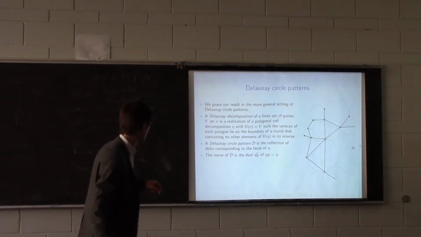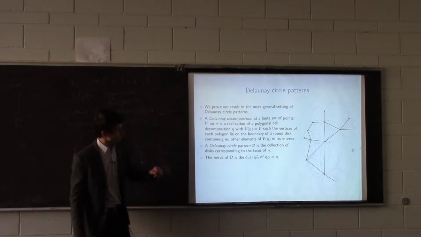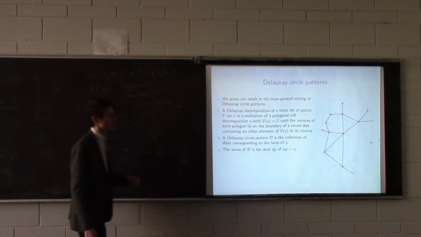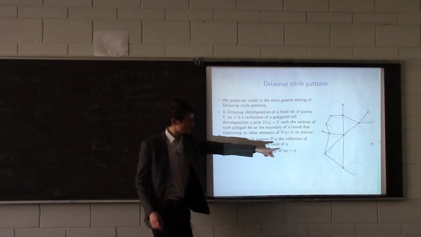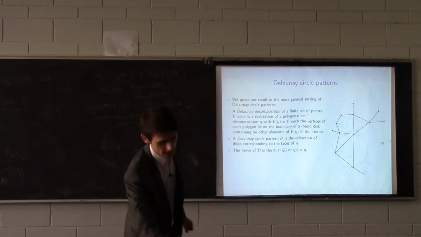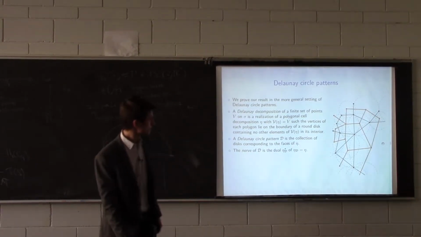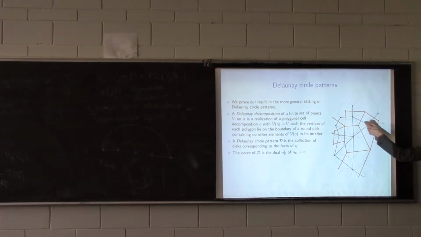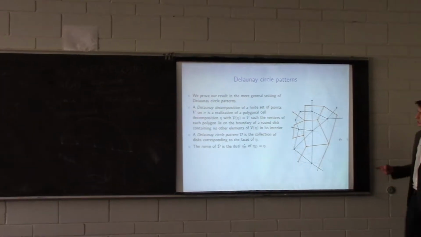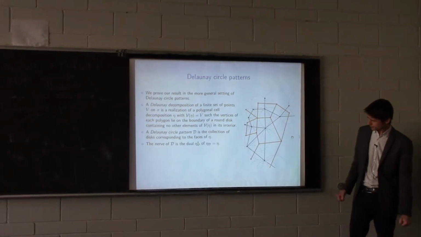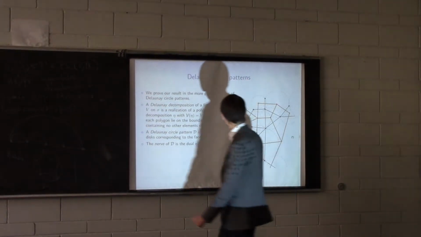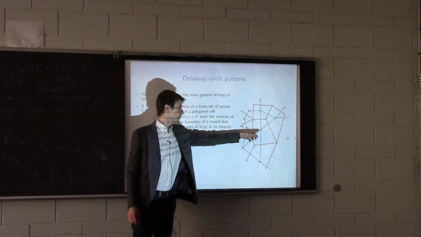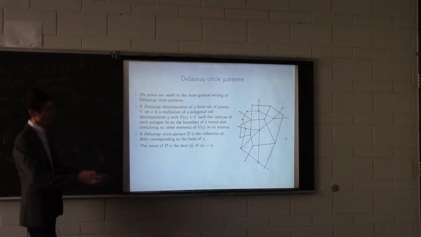Actually, let's wait. The nerve of a Delaunay circle packing is a little weird. It's actually the dual of this cell decomposition. So it's the dual of this thing right here, and it looks like this. For every face, you get a vertex. For every edge, you get another edge. And you look at this. So the nerve is this dual. It corresponds exactly to when two circles overlap, when they cut each other maximally.